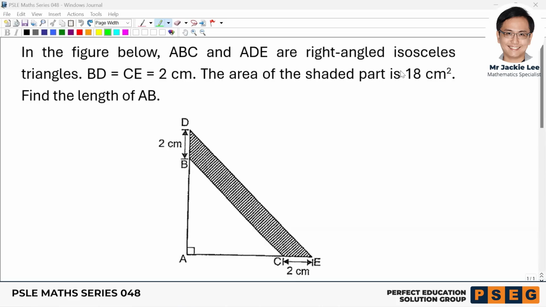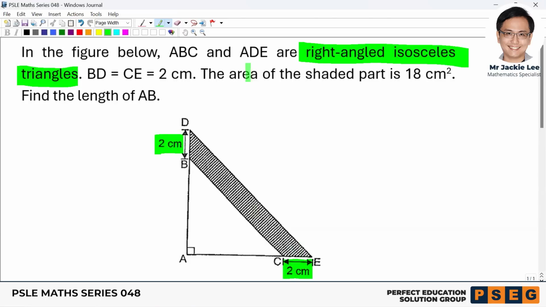In these figures, we have two triangles, ABC and ADE. They are right angle isosceles triangles. Furthermore, BD and CE both are 2 cm. Then the area for the shaded part is 18 cm square. The question is simply asking for the length of AB.